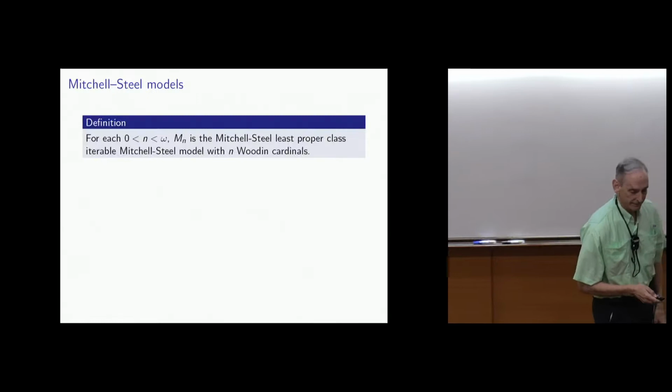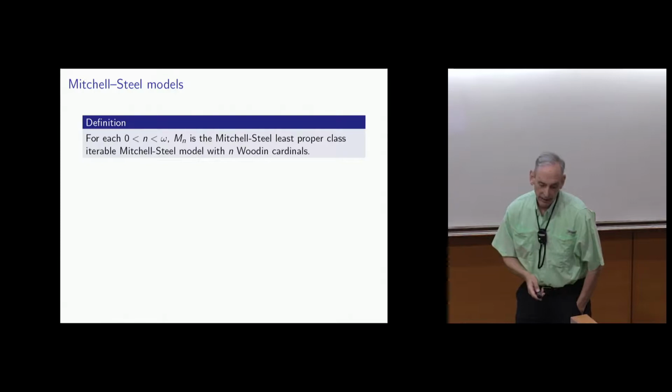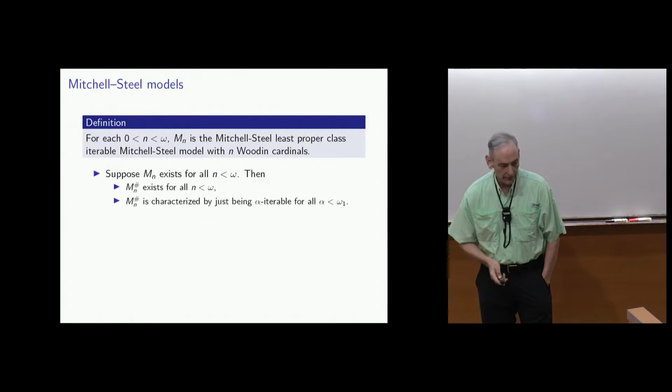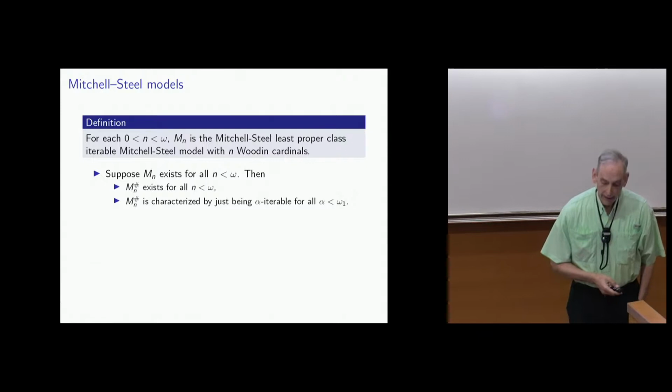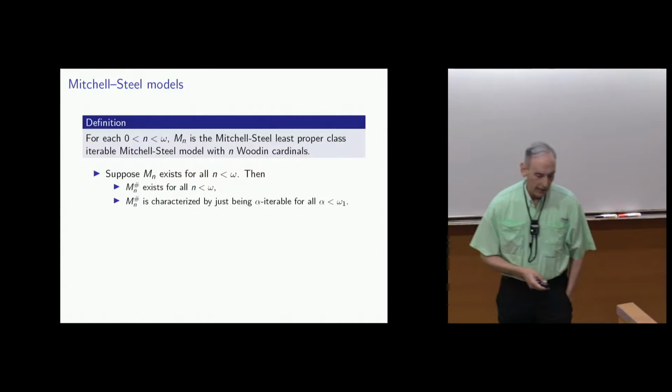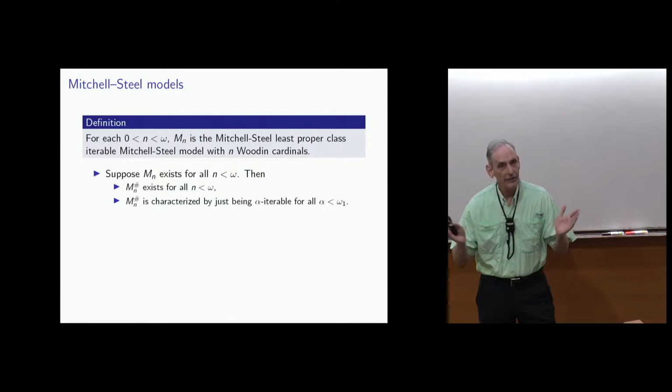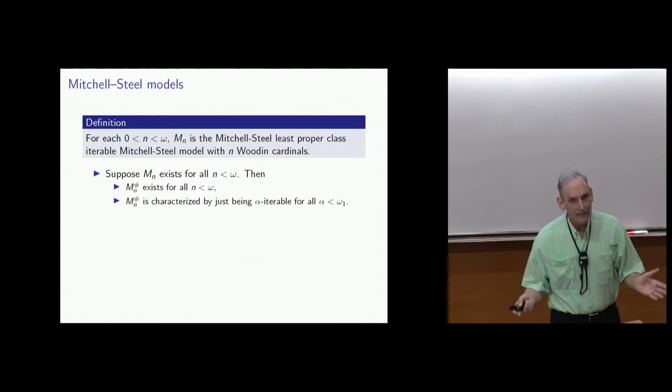And the generalization comes in the Mitchell-Steel models. Suppose n is less than omega, M_n is the Mitchell-Steel least proper class iterable Mitchell-Steel model with n many Woodin cardinals. I'm not going to define these. Suppose M_n exists for all n, then M_n sharp exists for all n. Each M_n is L of a set. And M_n sharp is characterized by just being alpha iterable for all alpha less than omega_1. So the M_n's are class models, and the definition of M_n, or the iterable one, is a class notion. But if they all exist, everything gets localized to H_{omega_1}.